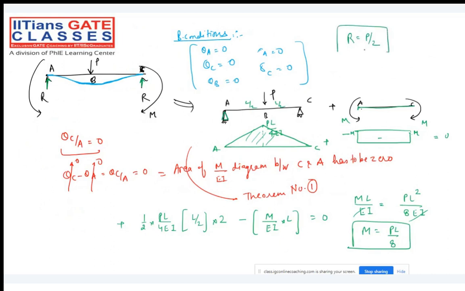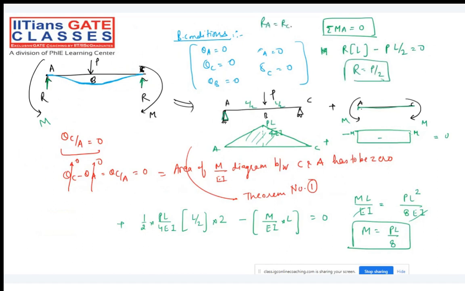Because of the symmetric loading condition, there are no other loads. So while doing so, we can get the answer for R. R is what? P by 2. How, sir? Summation of moment about any point is 0. If I take summation of moment about any point, the net moment, including the reaction moment, suppose M is there, right? This M and this M will cancel out. So ultimately what we have? R into L minus P into L by 2 equals 0. So R is P by 2. So RA is equal to RC, that is equal to P by 2. Make a note of it.